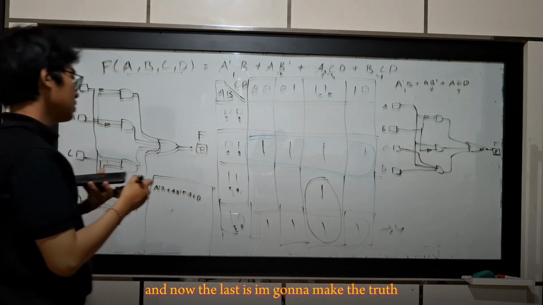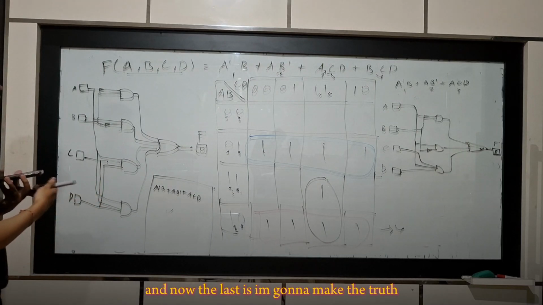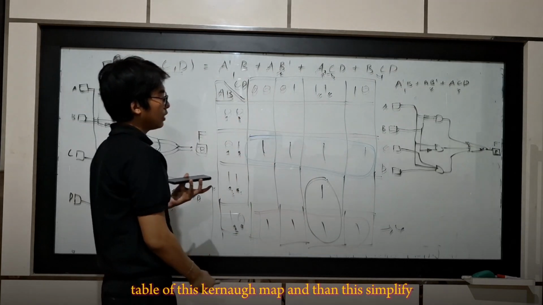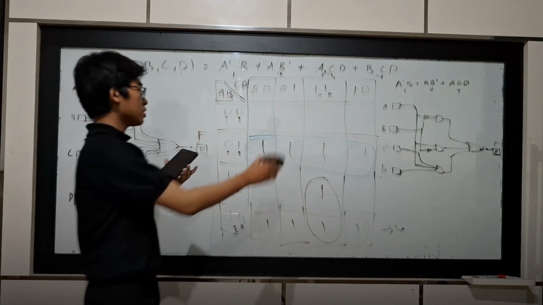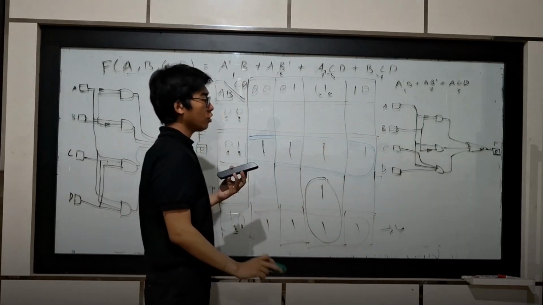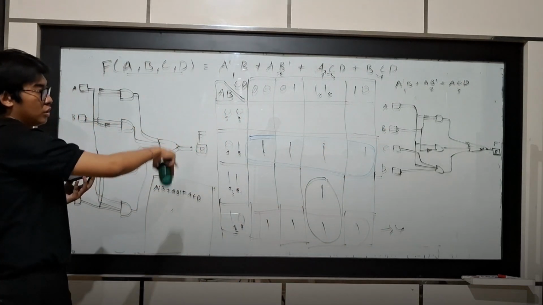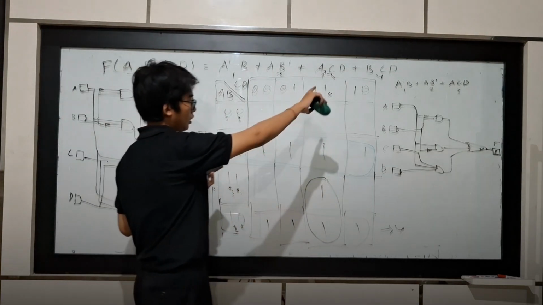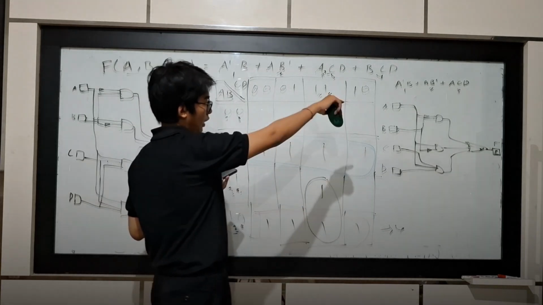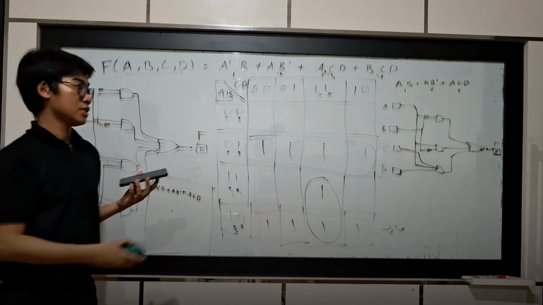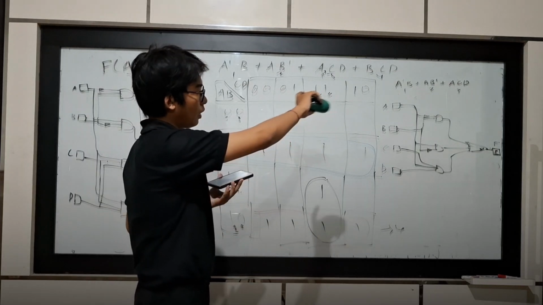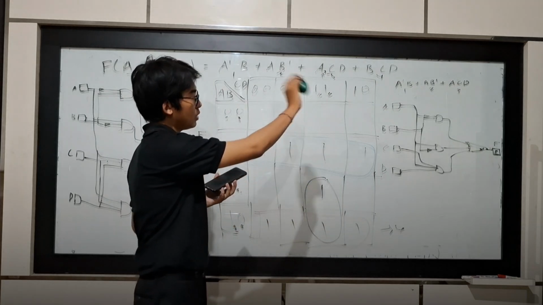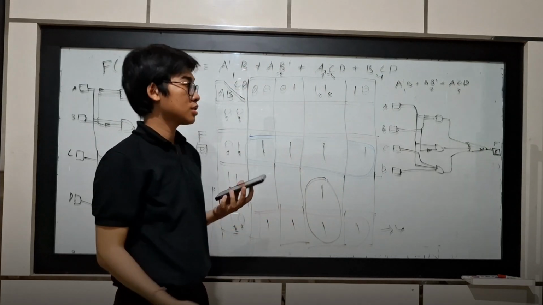And now the last part is that I'm gonna make the truth table of this Karnaugh Map and this simplification. From this simplification, of course, the K-map must be like this: A' B first, and then A B' first, and then A C D. Why is it the same? Because we made the simplification from this K-map. So of course, the K-map of the simplification and this problem are the same.